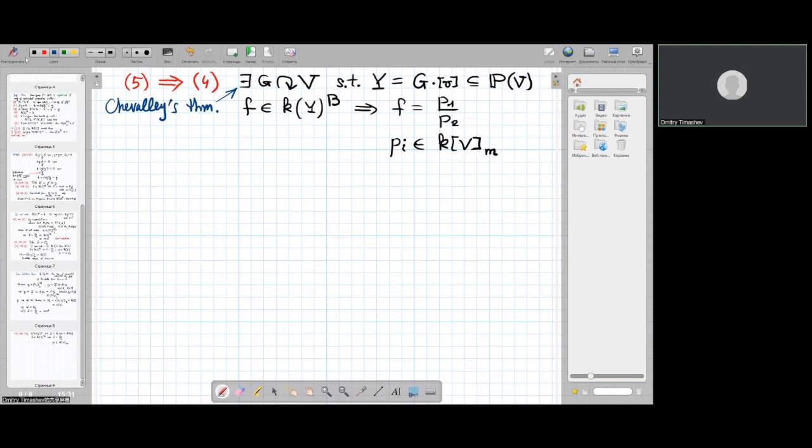What we can do, so let me write that as before, we can replace these polynomials with two other polynomials, say Qi's, which are not just homogeneous polynomials of degree m, but which are also semi-invariant with respect to the action of the Borel subgroup. Again, here we use the Lie-Kolchin theorem.